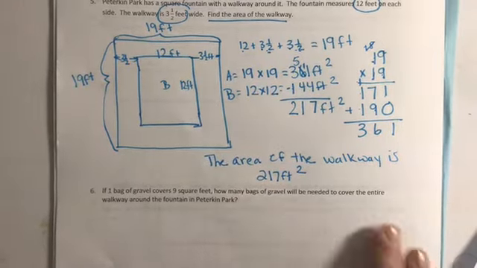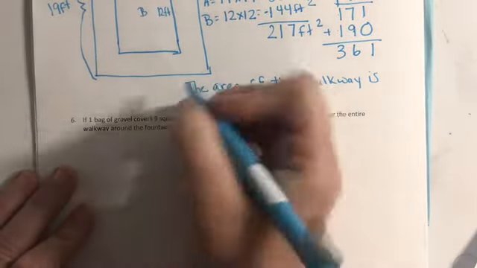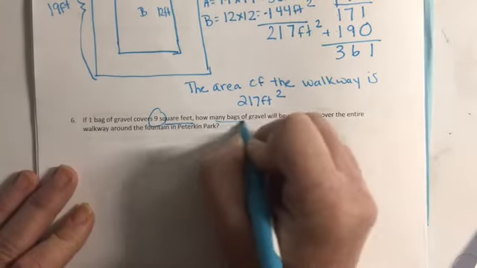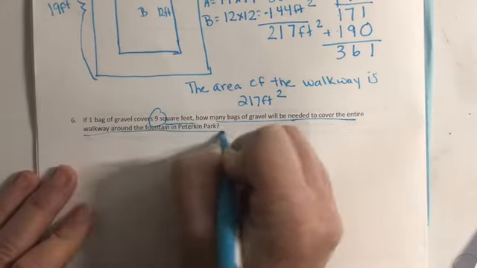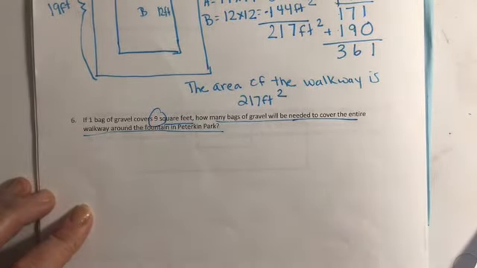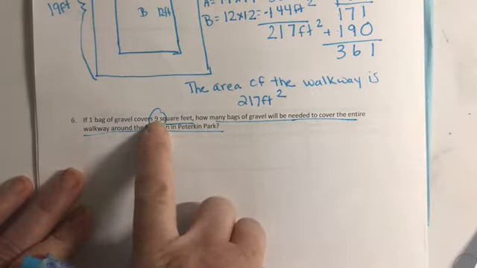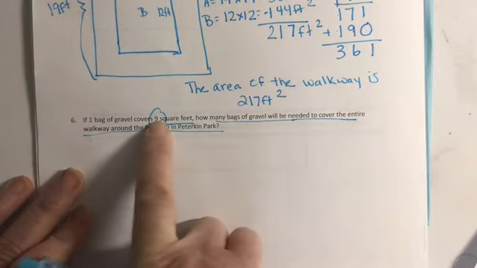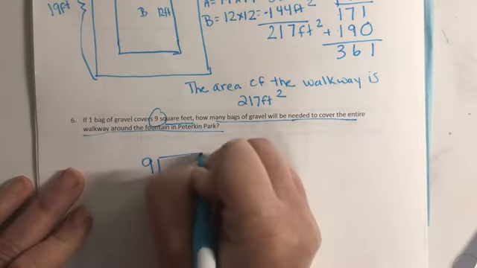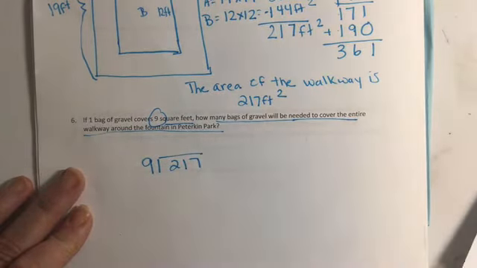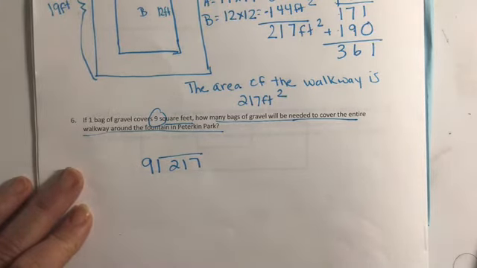Okay. Number 6, if one bag of gravel covers 9 square feet, how many bags of gravel will be needed to cover the entire walkway around the fountain in Pederkin Park? So this is gonna be division, because I know that one bag can cover 9 square feet, I'm gonna have a smaller number. So I'm gonna divide by 9 to find this answer. Okay. So when you are dividing by 9, you can work ahead of me a little bit and try to get it done. See if you can remember how to divide.